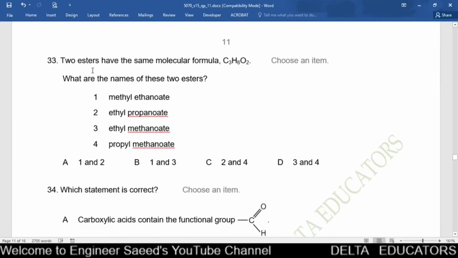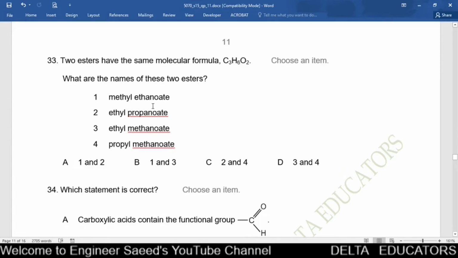Question number 33. Two esters have the same molecular formula C3H6O2. In this compound, we have only 3 carbon, 6 hydrogen and 2 oxygen. What are the names of these two esters? Number 1. Methyl ethanoate. Methyl means here we have 1 carbon. Ethanoate means here we have 2 carbon. So in methyl ethanoate we will have only 3 carbon atom. And here in this formula we have 3 carbon atom. So number 1 is correct.